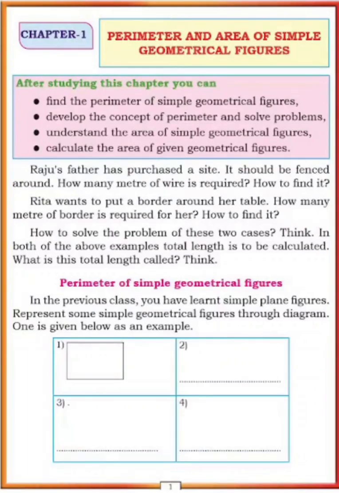Raju's father has purchased a site. It should be fenced around. How many meters of wire is required? How to find it? Rita wants to put a border around her table. How many meters of border is required for her? How to find it? How to solve the problem of these two cases?